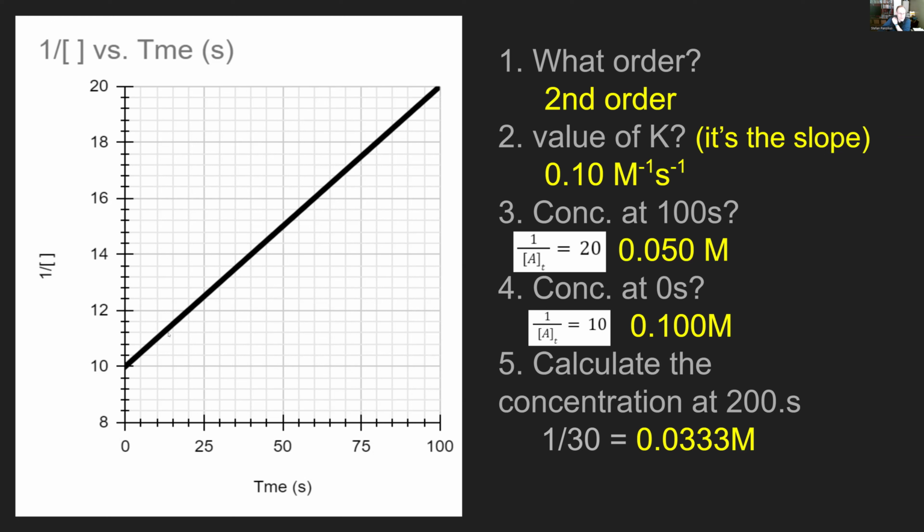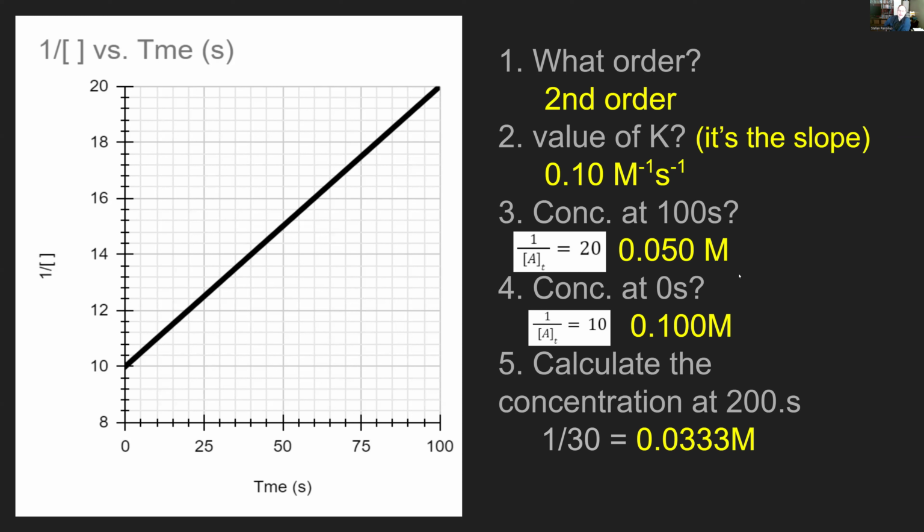So what values did I use? I used the 0, 10 and 100, 20 to determine the slope. What is the concentration at 100 seconds? All it is, I took this value at 100 seconds, and it gives me an answer of 20. But that means that I've got 1 over the concentration is equal to 20, and then the inverse of that would be 0.05 molarity.